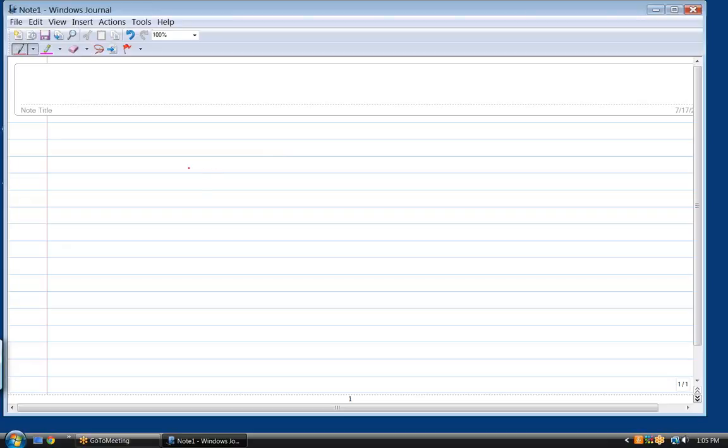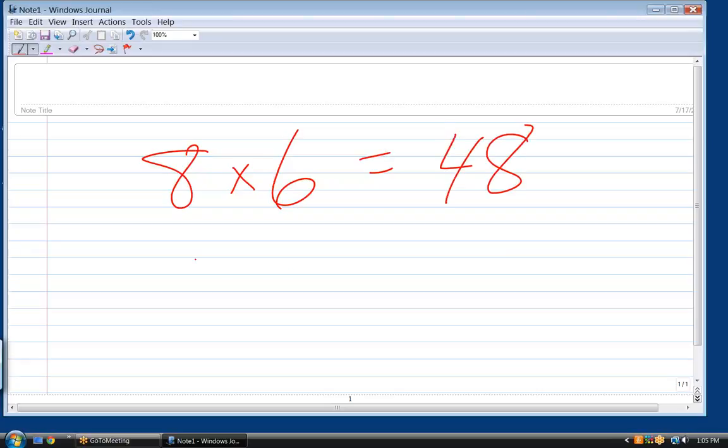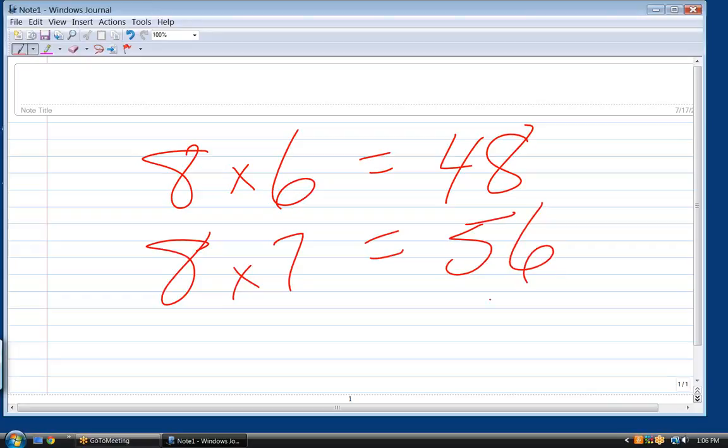Now, these are the ones that give most people the most trouble right here. 48. Good. 56. Good. That would be 21. Good. All right. Let's go on.